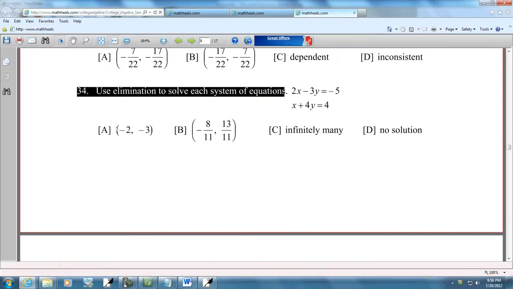Let's take a look at number 34. First we're going to do it on the calculator using the RREF method, and then I'll do it by hand.